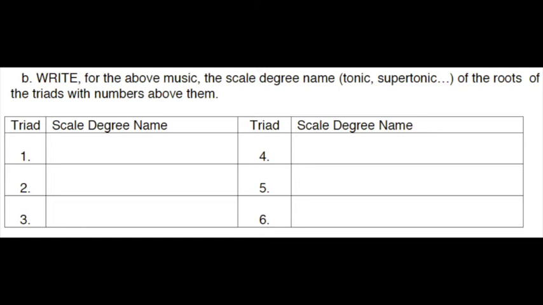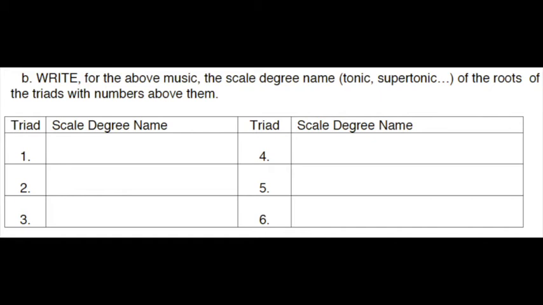Now that chord, if you have analyzed it correctly, you would have had G6. So it is a G major chord. And we have an F sharp, which implies we are in G major. So we are in G major. Now, we want the scale degree of the roots of the triads with the numbers above them. So if you look at number 1, you know that the root is B because you put that in your previous answer in 2A. So number 1's root is B. We are in G major. In G major, B is what degree of the scale?